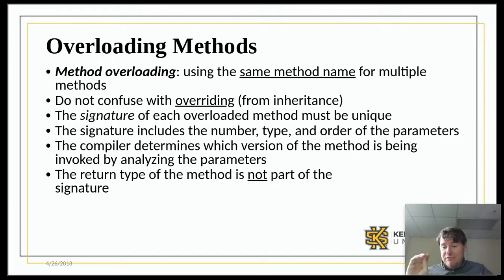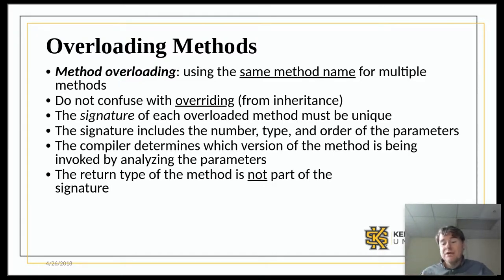So if I have a method that takes in one int and another method with the same name that takes in one int, that's a problem. If I have a method that takes in one int and another method that takes in one float, and they have the same name, we're cool, no problem whatsoever. But if they're the same exact parameters, then you have a problem.